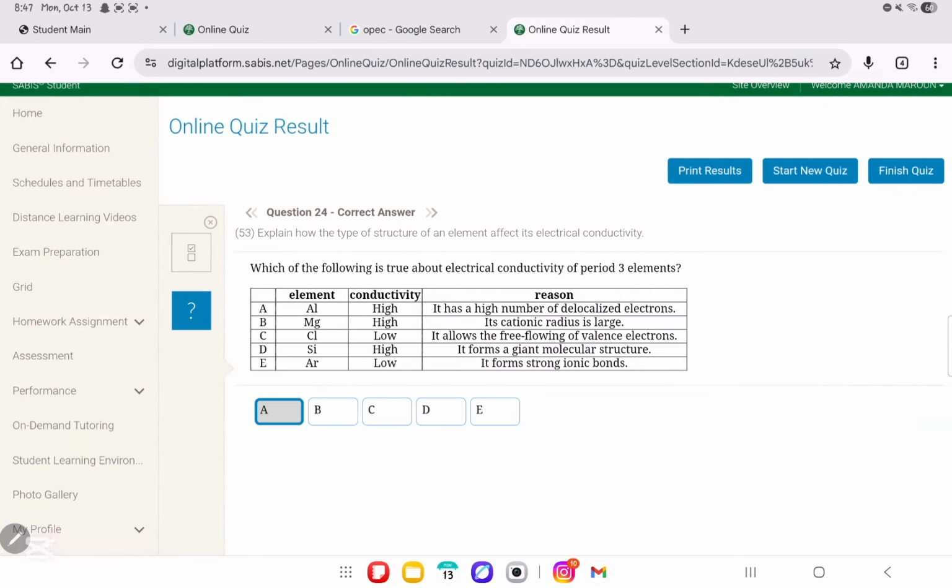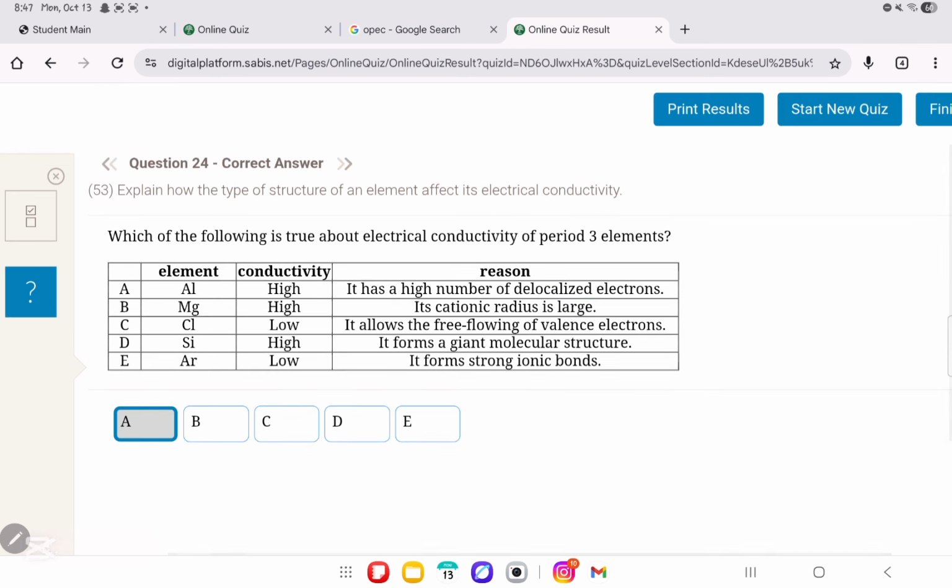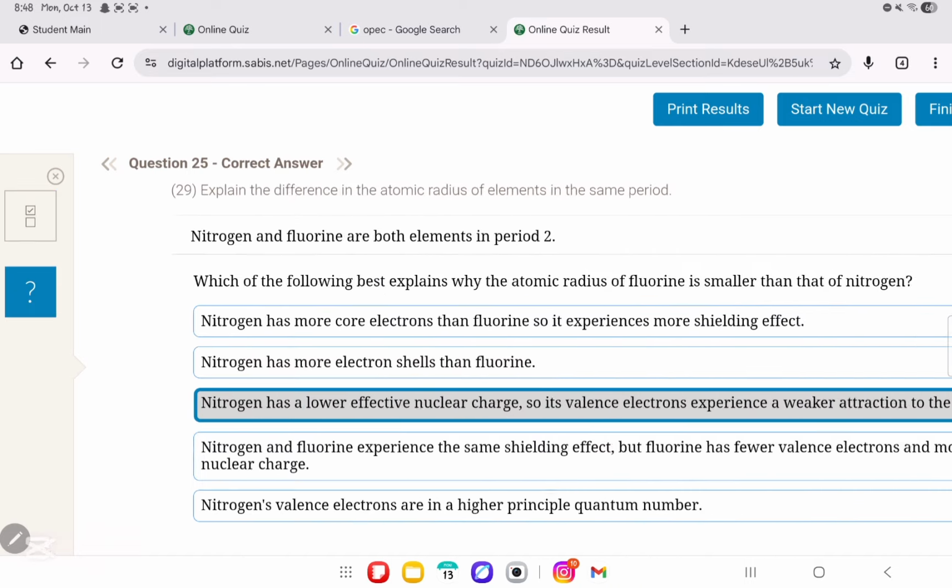We move on to question number 24. Which of the following about electrical conductivity is true? Aluminium has the highest electrical conductivity because it has the highest number of delocalized electrons. Whenever they state electrical conductivity, the only thing we should be talking about is delocalized electrons, and that's it. So cationic radius, free-flowing valence electrons, giant molecular, and strong ionic are all wrong, because it's about the delocalized electrons only when we're talking about electrical conductivity.